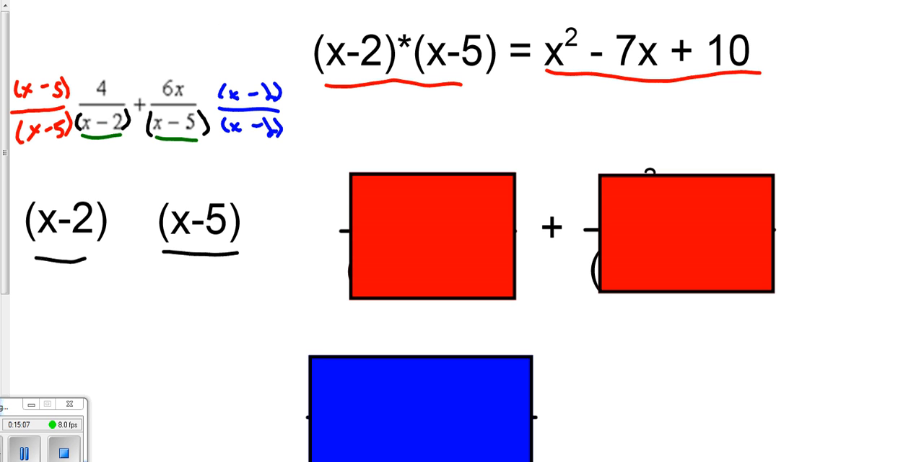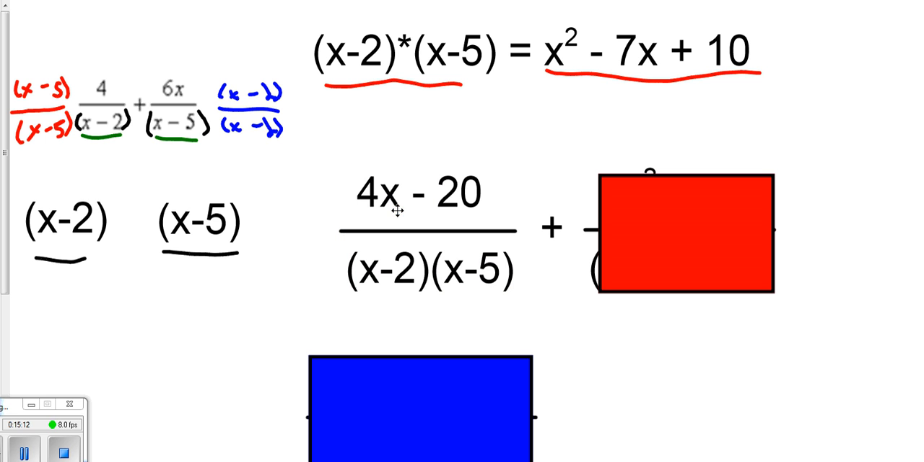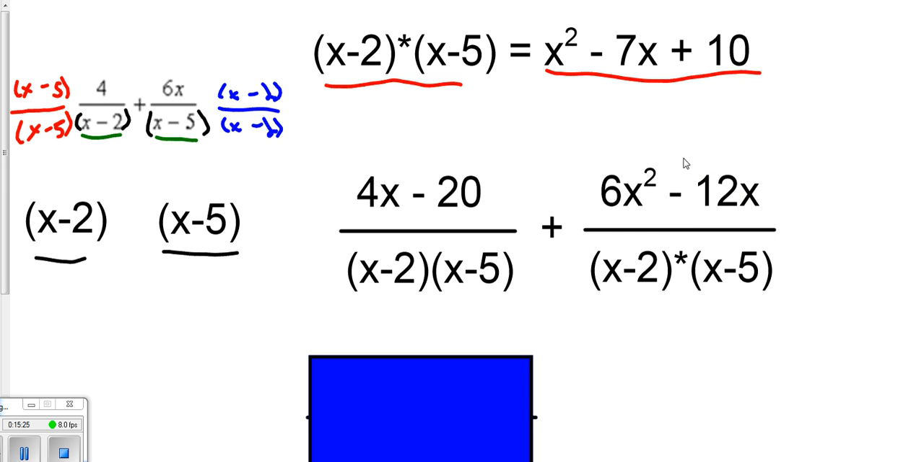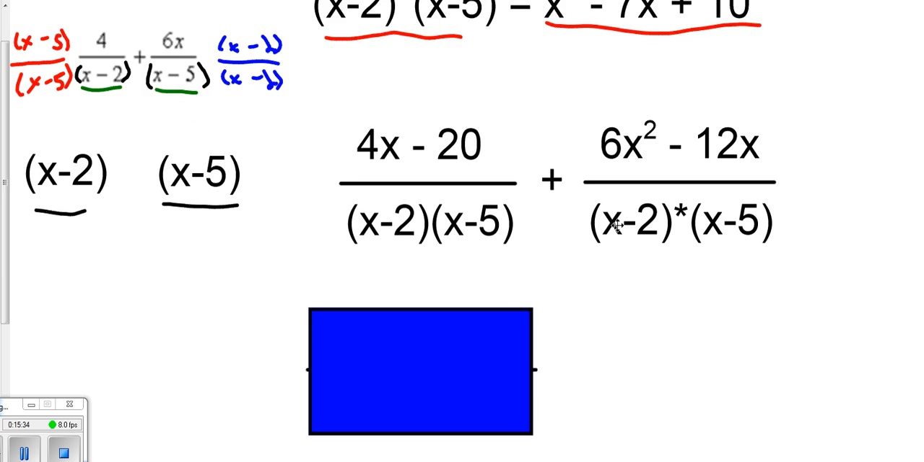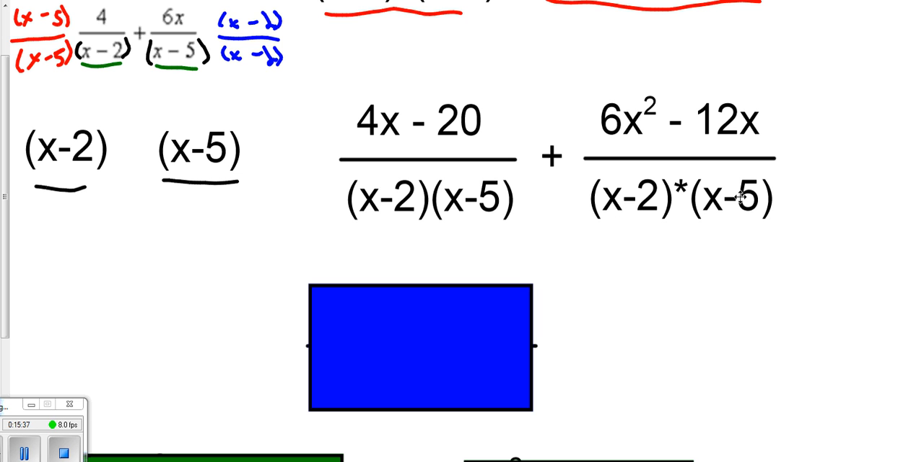This whole expression now, 4 times x minus 5 becomes 4x minus 20 over, we'll leave it in the factored form, x minus 2, x minus 5. This one over here, 6x times x minus 2, it's going to become 6x squared minus 12x. So this is what our new problem looks like. Just the two rational expressions added together. They do have a common denominator, this x minus 2 times x minus 5.